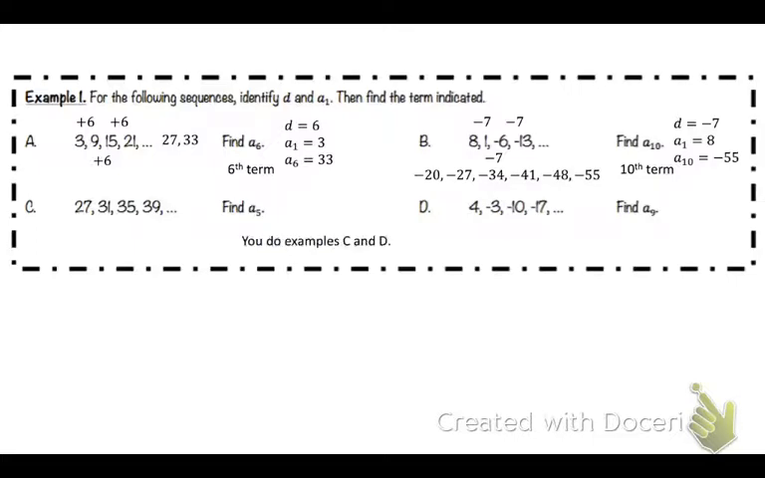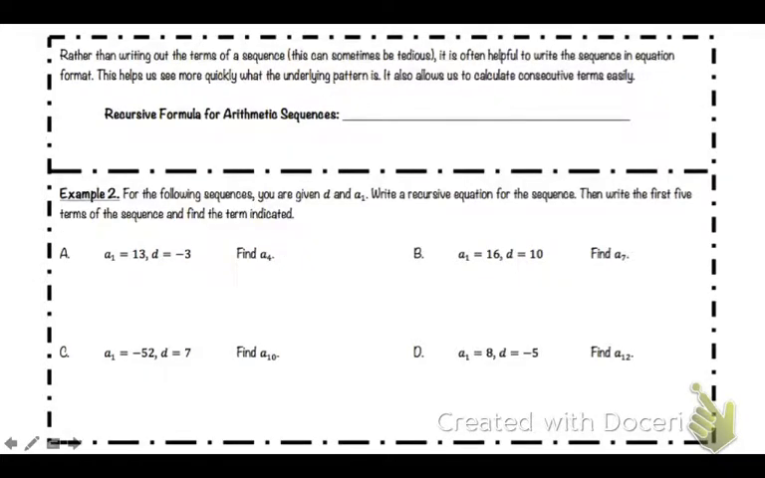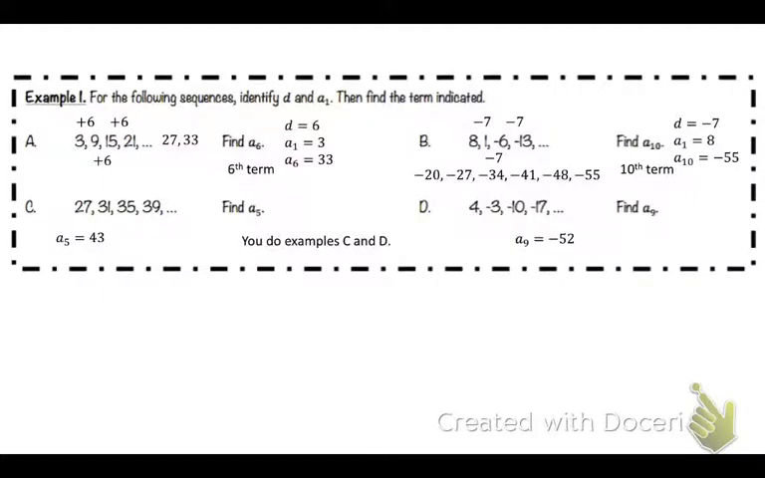Okay. You do examples C and D. You should get 43 and negative 52 when you do them. Okay?